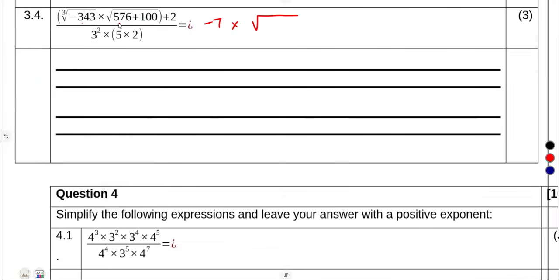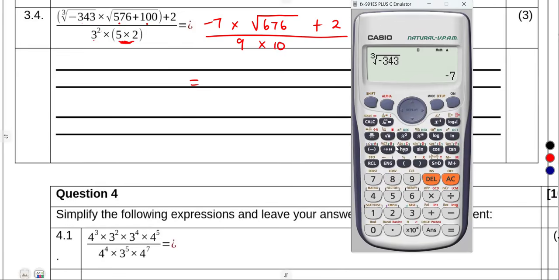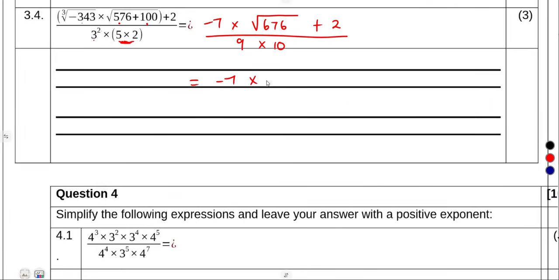Simplify. Add 576 to 100. That's 676 plus 2, everything over 3 squared, that is 9. Inside the bracket, we've got 5 times 2, which is 10. All right, let's move on. The square root of 676 is equivalent to 26. So that's negative 7 times 26 plus 2 over 9 times 10, that is 90.